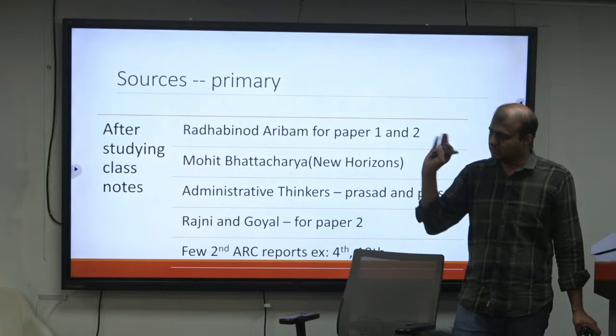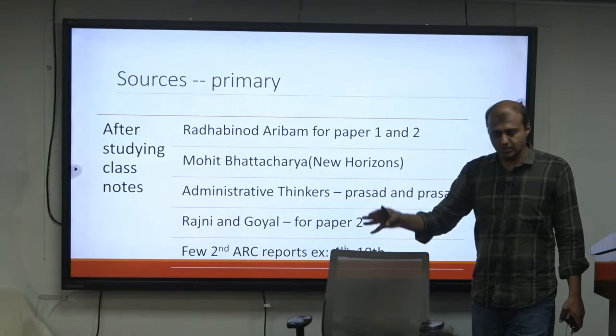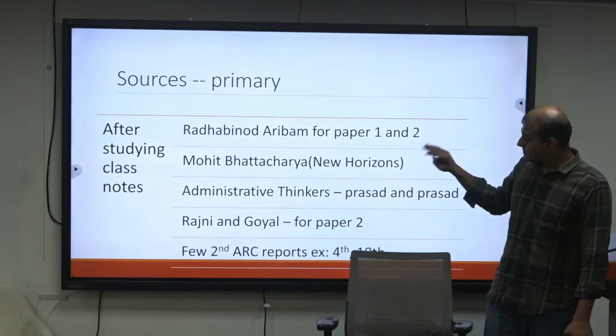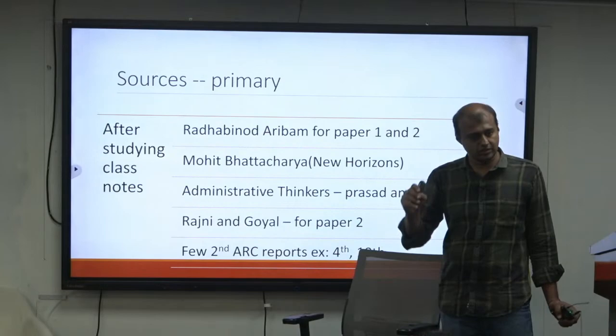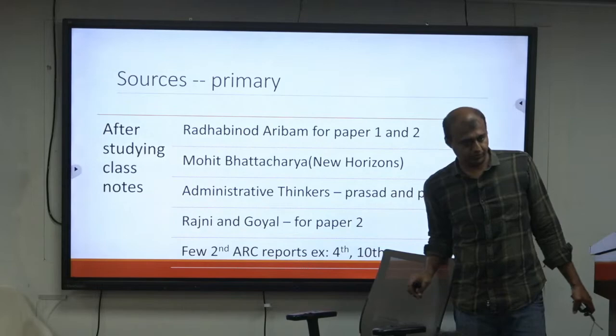Understood? Other books, you don't have to buy now itself, obviously we will tell you. Most important one, as of now, Radha Vinod Aribam, now he is also an IAS officer, he cleared with public administration and got into the service. Mohit Bhattacharya, Prasad and Prasad, Arora and Goyal, all of them are very good books. From there, what Aribam has done is combine them and make his own book. He has not written completely new on his own. He has combined Bhattacharya, thinkers, everything, and made the book for Paper 1 and Paper 2, by Radha Vinod Aribam. You just have to buy that.